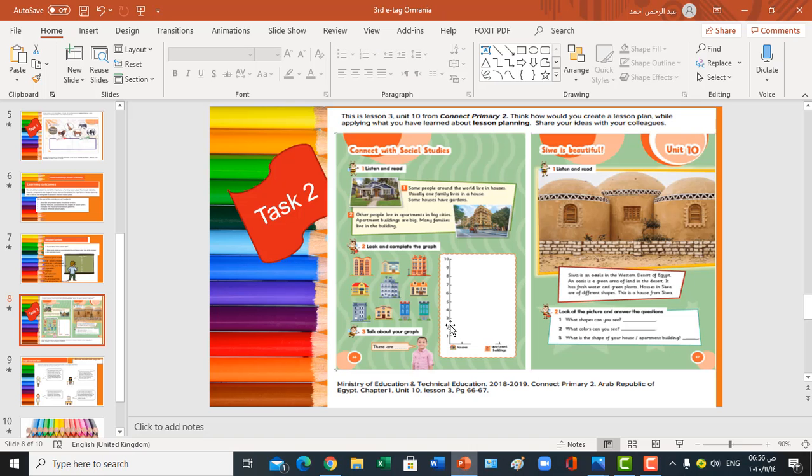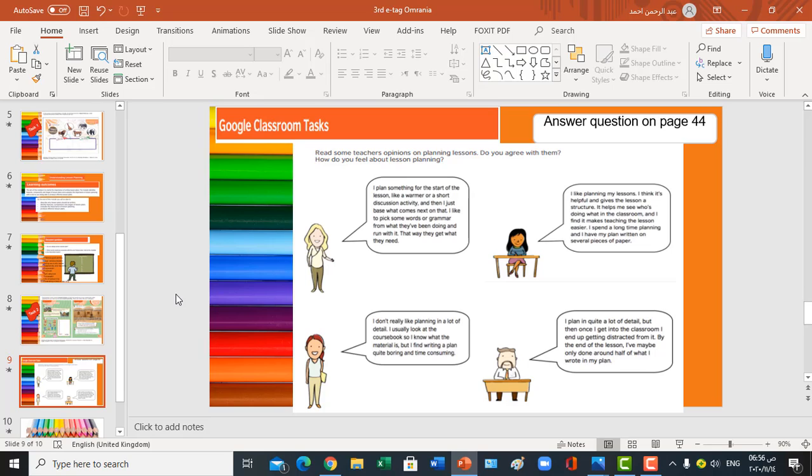Now let's return to our slides. That was the task, and here is another thing related to Google Classroom tasks. Please answer the question on page 44 in our main book and write your answer on the stream on Google Classroom, to be discussed with your colleagues and to have the points of view of all of you.